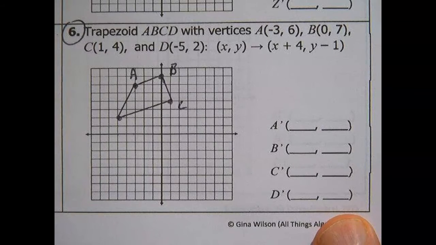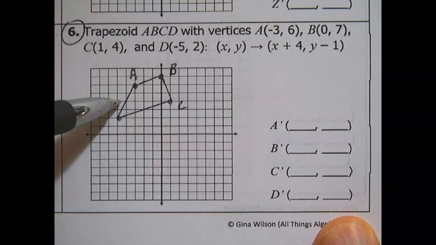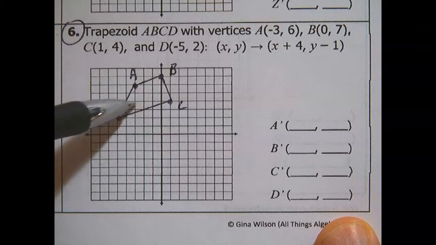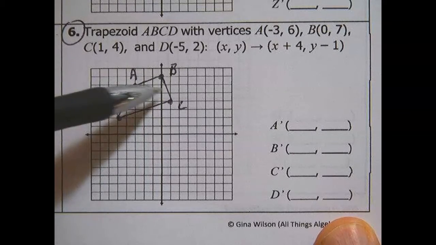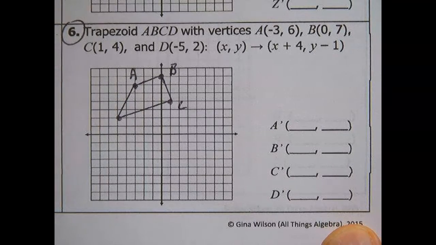Okay, there's the trapezoid. Why is it a trapezoid? A trapezoid has one pair of parallel sides. This is not an isosceles trapezoid because the bases are parallel and the sides are not equal. So it's not an isosceles trapezoid, but it is still a trapezoid. And when we apply our rule, let's see what we get for our points.